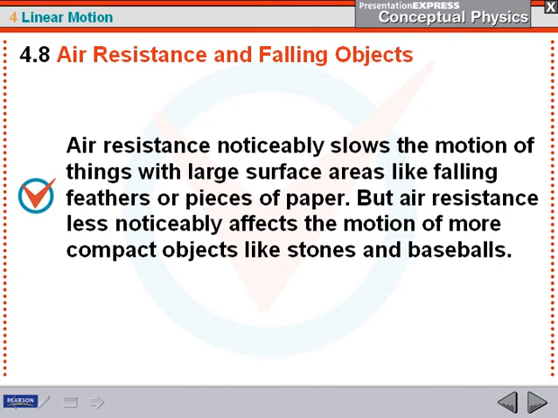This is the 4.8 and 4.9 podcast. 4.8 is about air resistance and falling objects, and 4.9 just kind of wraps things up for the chapter. So what we're talking about here is air resistance and falling objects, and what we're going to see is that air resistance sometimes matters a lot, sometimes doesn't.